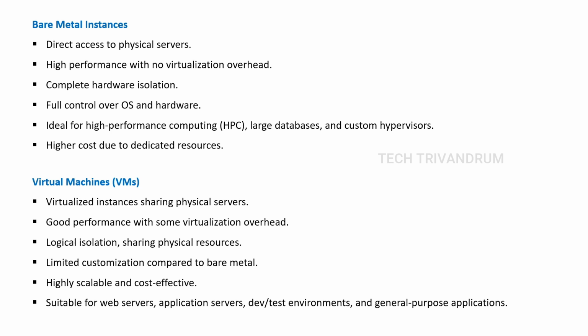As there is no virtualization and sharing of the hardware resources, you will get full control over the OS and the hardware. This type of bare metal instance is ideal for situations like high performance computing, large databases, and custom hypervisors. In bare metal instances, as we have mentioned earlier, you are getting access to the full physical server itself, without sharing with any other tenants. So for the same reason, the cost will also be high due to the dedicated resources you are getting.